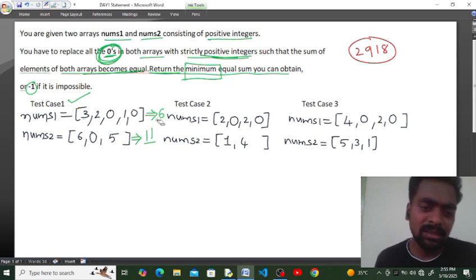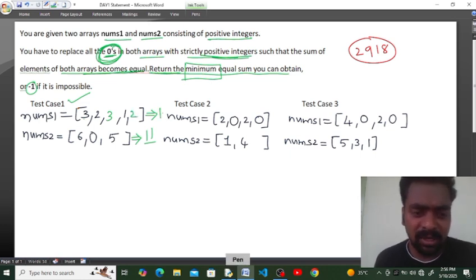in the first array, nums1, let me replace the first zero with 3. Now after replacing the first zero in nums1, the sum of the array will be 9. But still, 9 and 11 are not the same, right? So now I will replace the second zero of nums1 with some other number. Let me replace it with 2. So now the total sum of the first array will be 11.